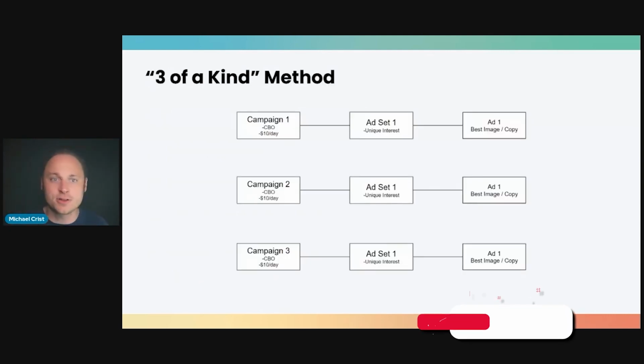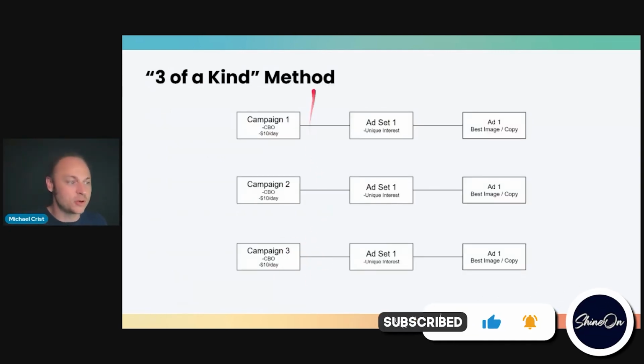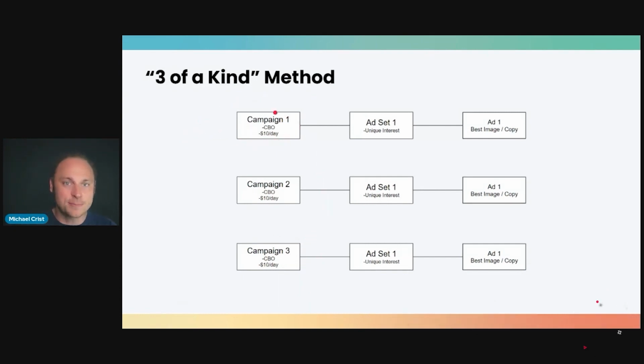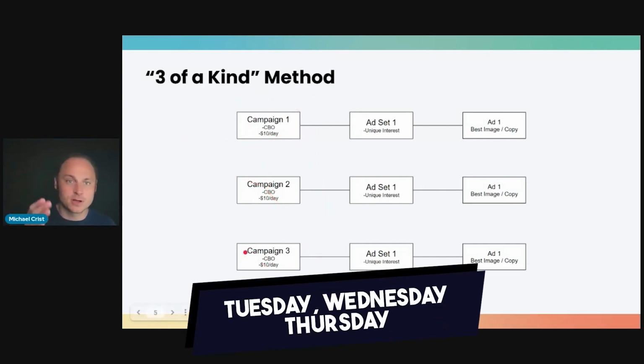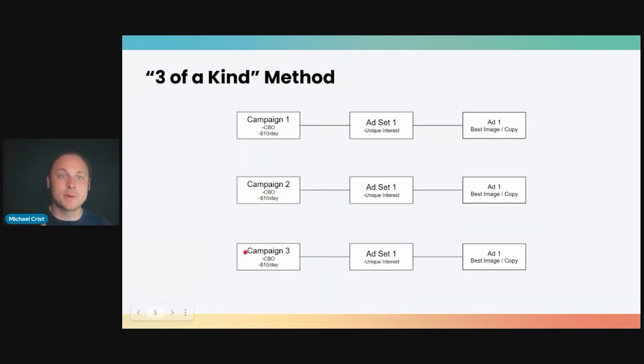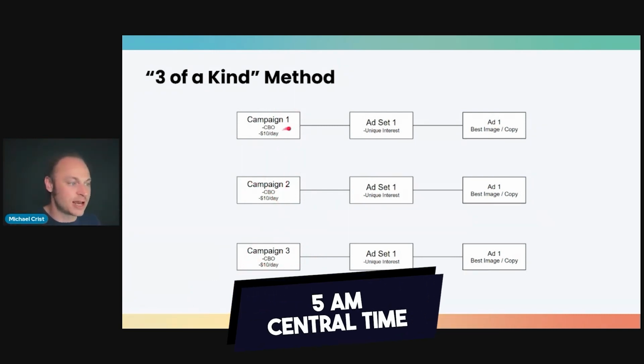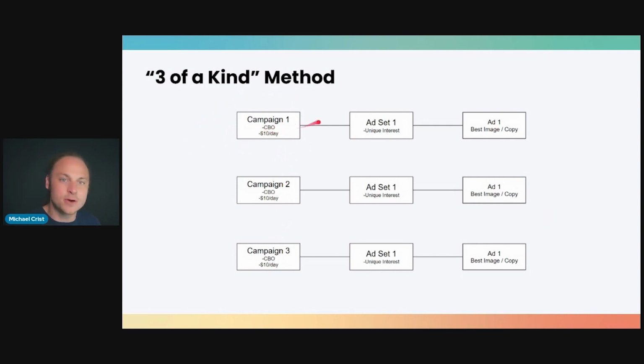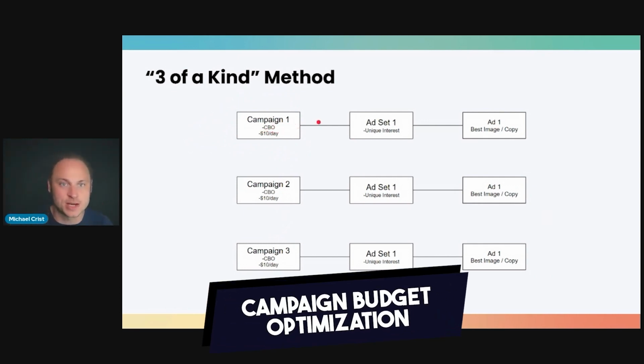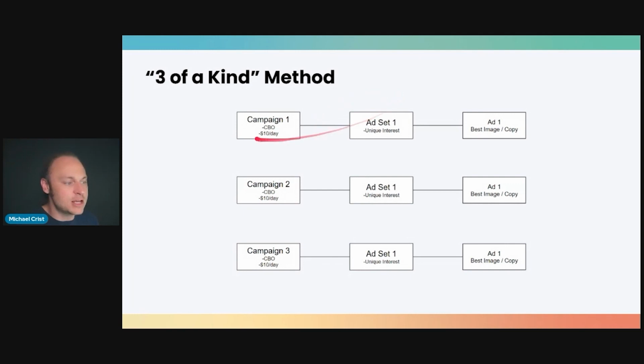First of all, I like to call this one the 3-of-a-kind method. This is where you set up 3 campaigns. You have campaign 1, campaign 2, campaign 3. Again, you're setting these up to run Tuesday, Wednesday, Thursday. I typically start my campaigns about 5 a.m. Central Time. Each of these campaigns are going to be CBO. This stands for Campaign Budget Optimization. It should be Facebook's default. Each of the campaigns are going to have a $10 a day budget.